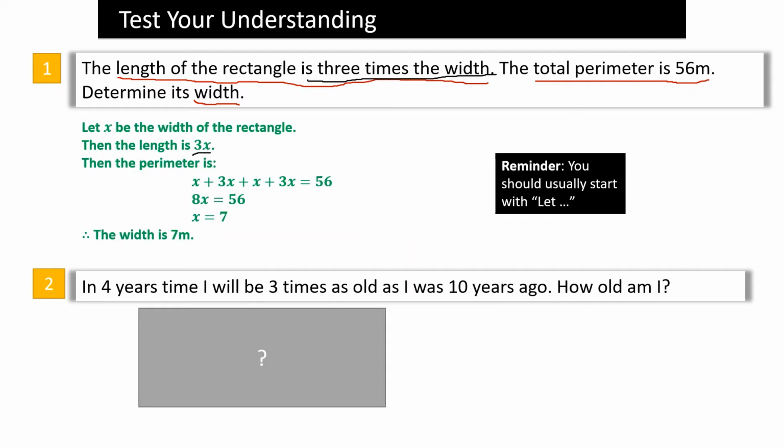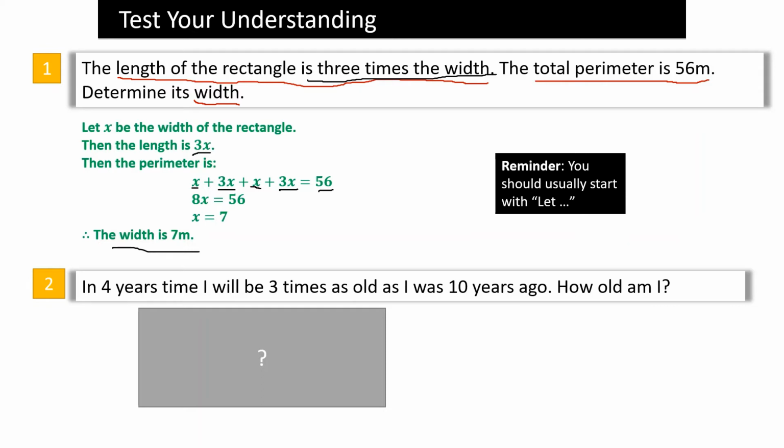And we therefore know that for the perimeter, we add all the distances around our rectangle. So we'd have an X 2 times, because remember in rectangles, opposite lengths are equivalent. And then we have 3x twice as well. So we know x plus 3x plus x plus 3x should be equal to the total perimeter, which is 56 meters. Therefore, x plus 3x plus x plus 3x is 8x. 8x is equal to 56. Therefore, x is equal to 7. And please remember our units. So we know that the width is 7 meters.